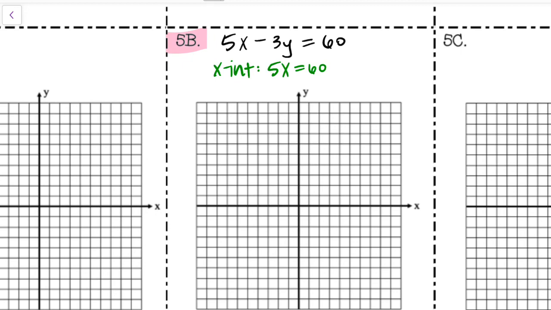Well, in order to find out what that is, we're going to divide by 5 on both sides. 60 divided by 5 is 12. So our x-intercept is the ordered pair (12, 0). And we do the same thing to find our y-intercept. See if you can go ahead and find your y-intercept on your own. Go ahead and pause the video.